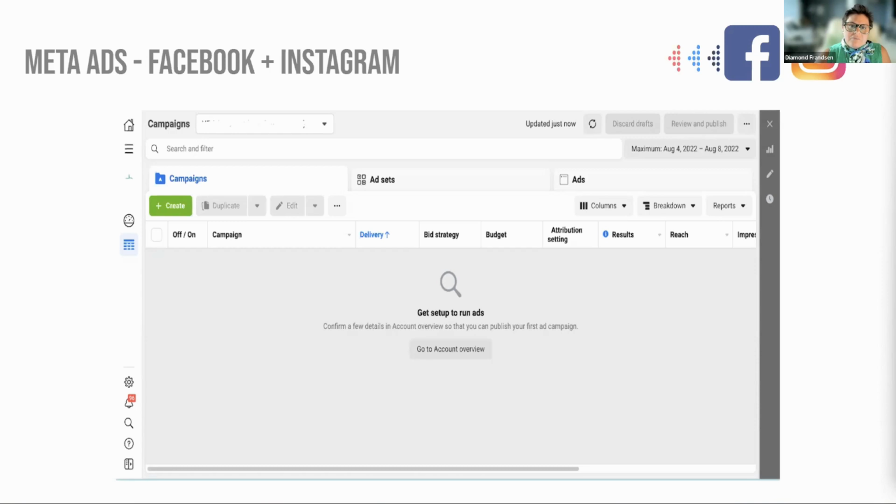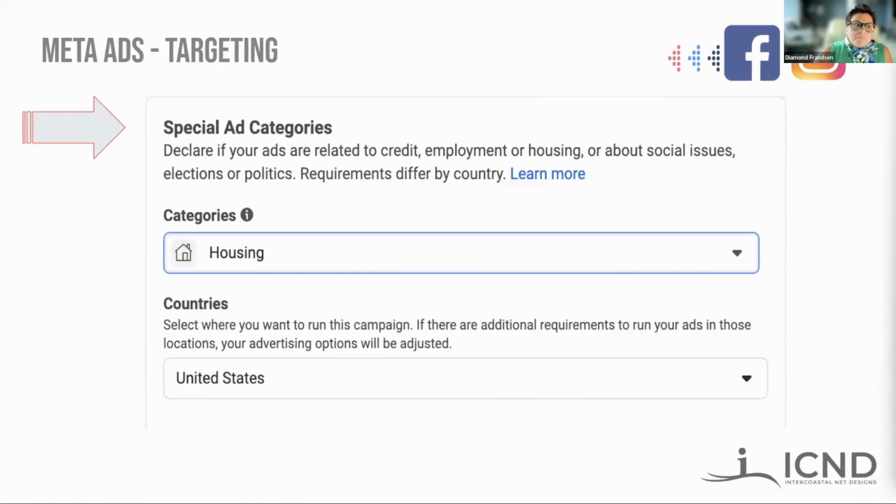Meta Ads Manager is the place for you to build out your campaigns and track your performance. Speaking about Meta Ads and targeting, I just want to mention the special ad category of housing. Many times for our industry, ads will get rejected because they aren't placed into the specific category. So if you're starting to create ads, seek out the special ad category of housing. In this category, targeting is limited. You can't edit the age, gender, and interest.